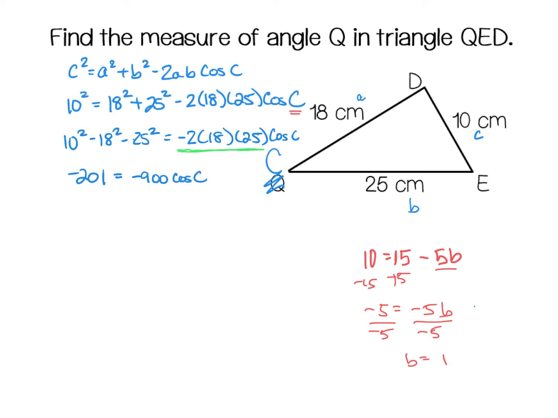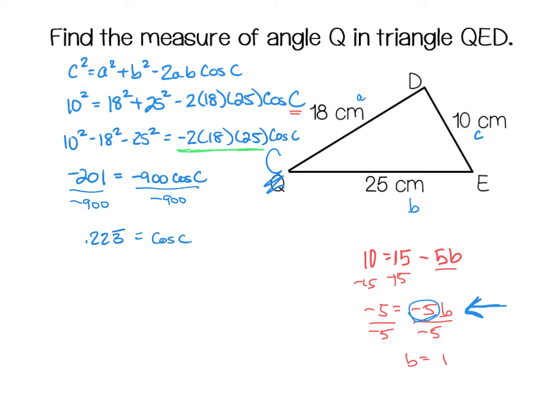All right, so right now we're kind of where we were down here, where I have a coefficient in front of my variable. So I need to divide both sides by negative 900. So negative 201 divided by negative 900 gives me, in my calculator, 0.223 repeating equals the cosine of C.